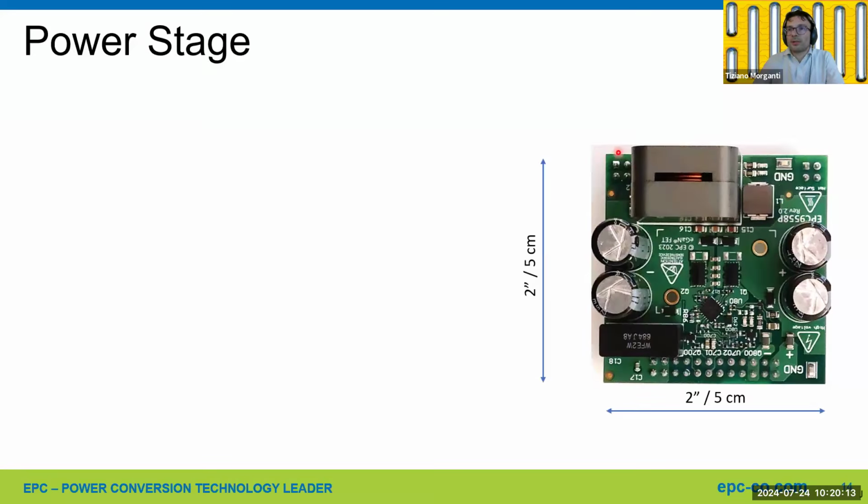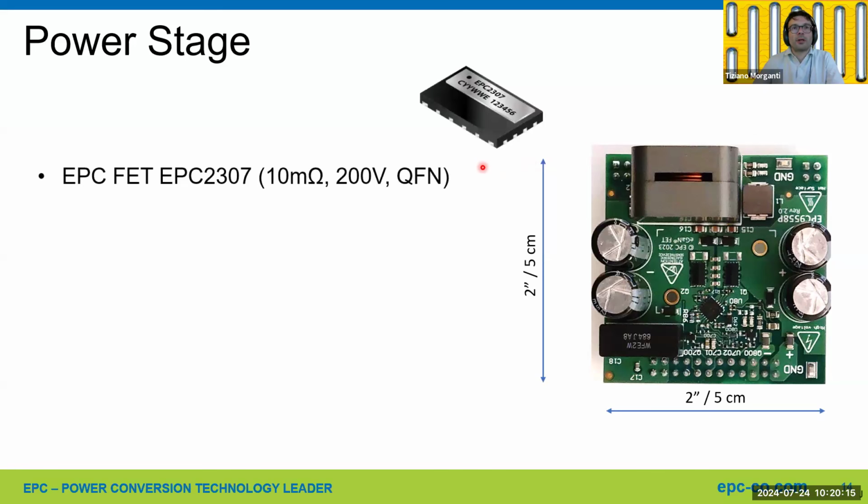So this is the power stage. We have our GaN FET. We are using EPC2307, which is a 10 milliohm max 200 volt QFN part, shown here in this picture. We are using an onsemi NCP51820 gate driver, which is this one.